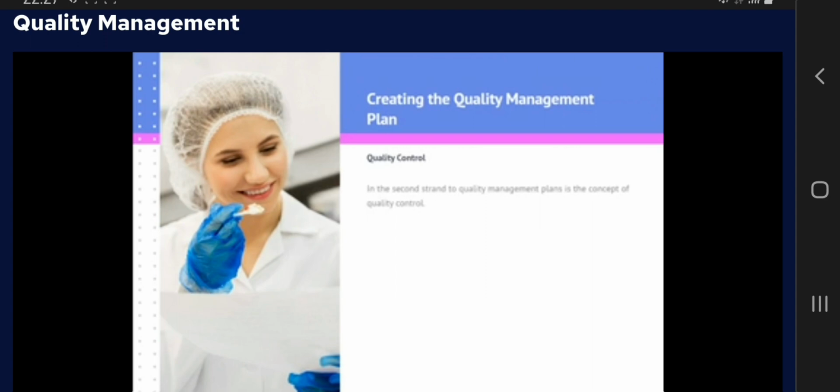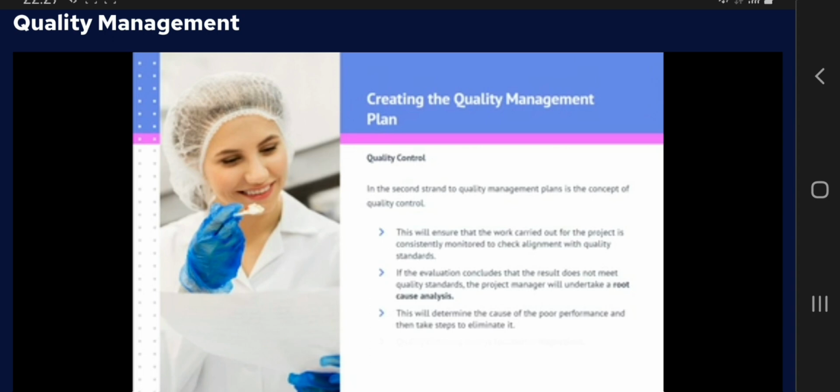Quality control. The second strand to quality management plans is the concept of quality control. This will ensure that the work carried out for the project is consistently monitored to check alignment with quality standards. If the evaluation concludes that a result does not meet quality standards, the project manager will undertake a root cause analysis. This will determine the cause of the poor performance and then take steps to eliminate it. Quality control is always focused on inspections.